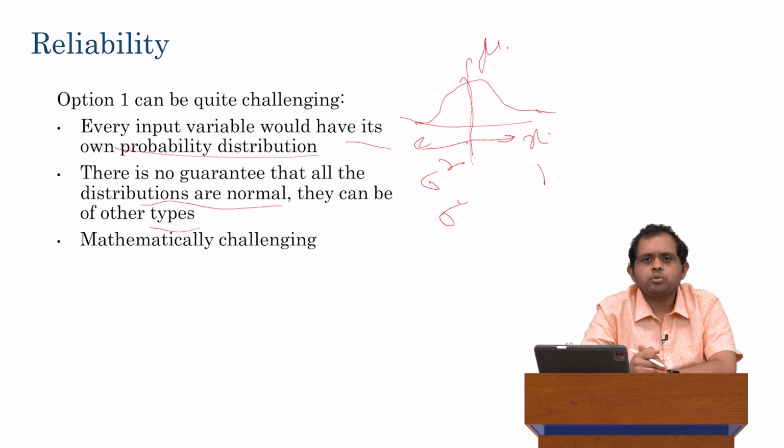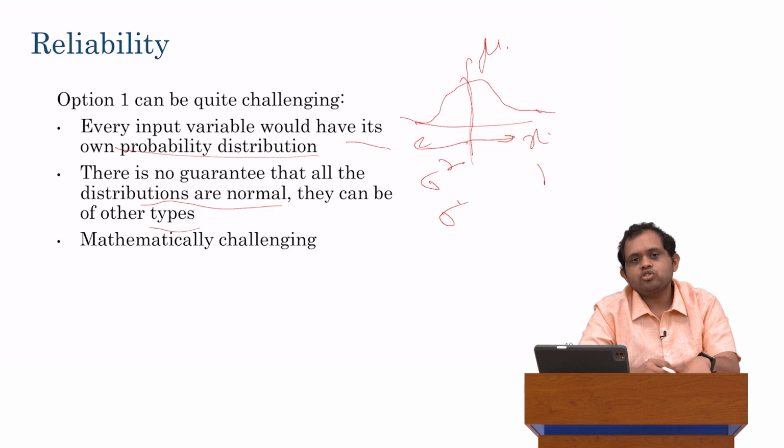If you just open a textbook of probability and statistics, you will easily see at least a dozen or 2 dozen different types of distributions. So there is no guarantee that all our distributions are normal distributions. Indeed, some could be one type of distribution, some could be another type of distribution. Very quickly, the mathematics starts getting very challenging.